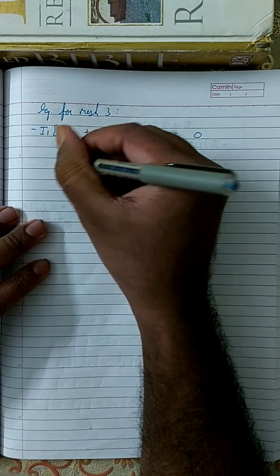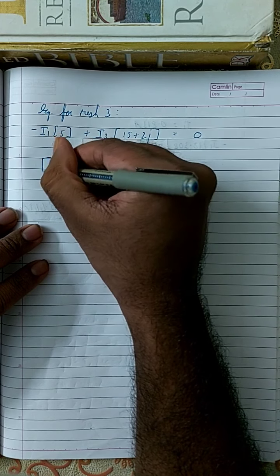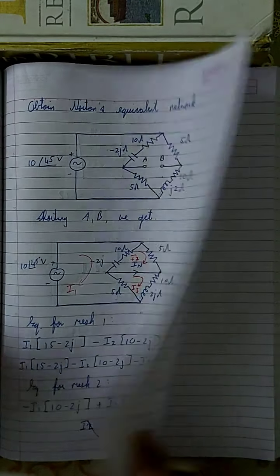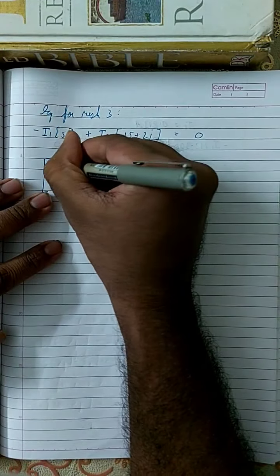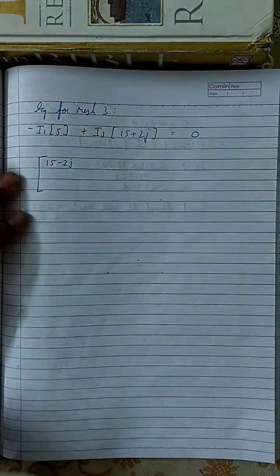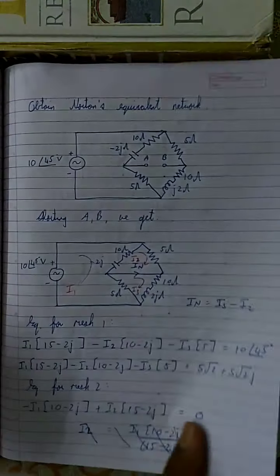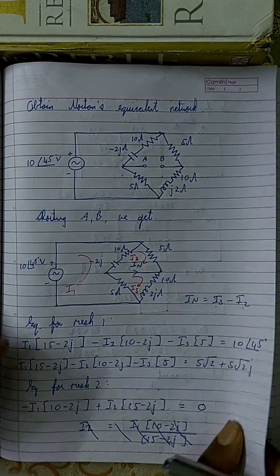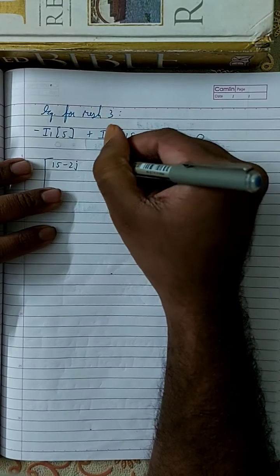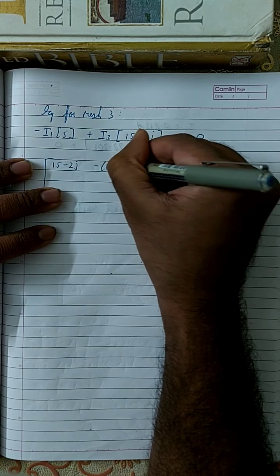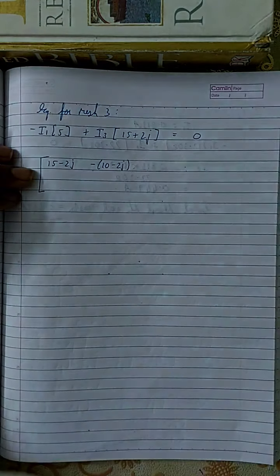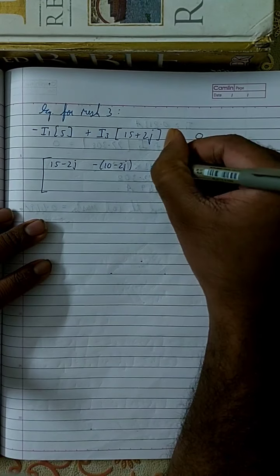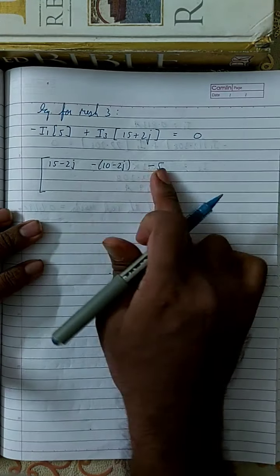Representing these three equations in matrix form, we have the coefficient of I1 as 15 minus 2j. The coefficient of I2 is minus of 10 minus 2j. Then here it is minus 5. This is the first equation.